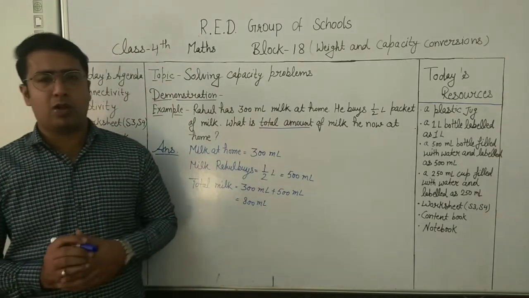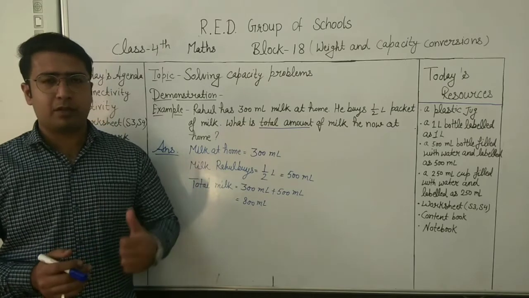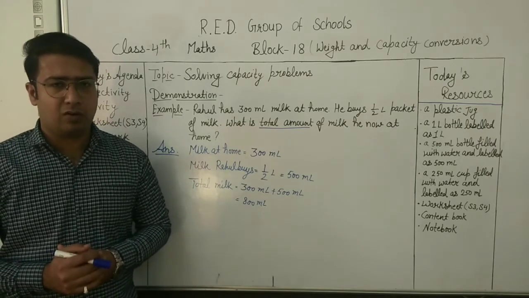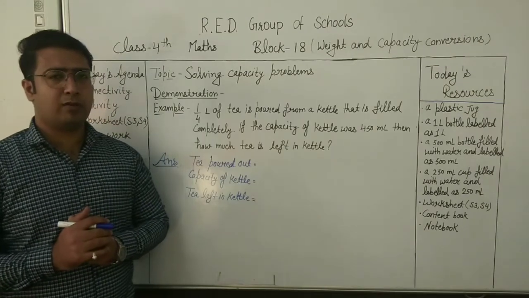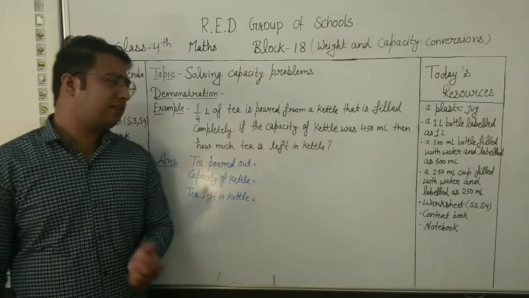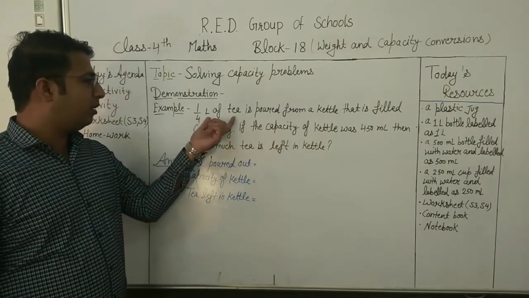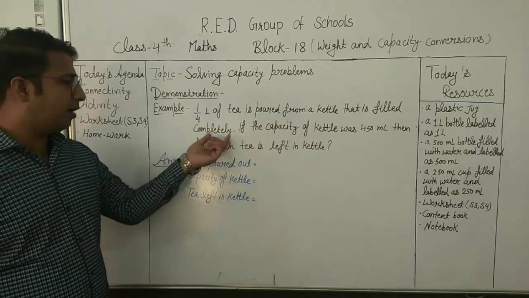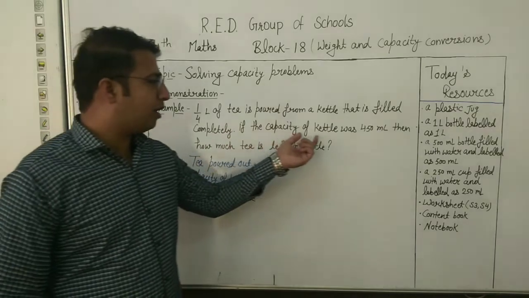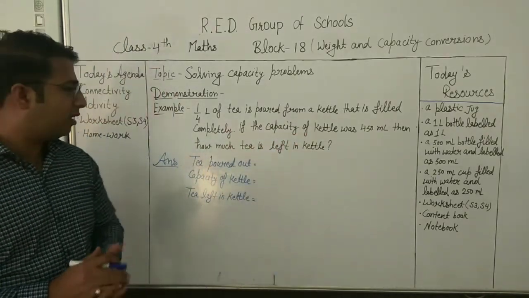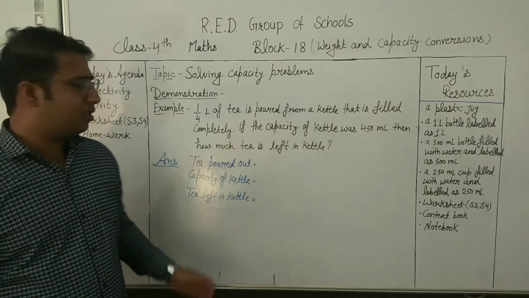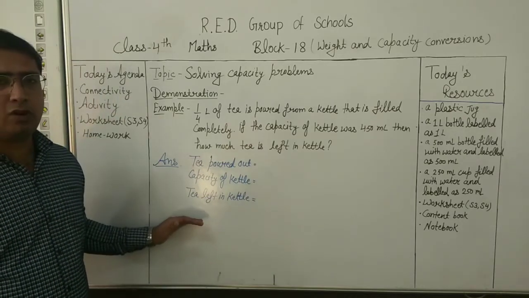Now I hope you get it clear. Now we will do one more example where we need to subtract. I have taken one more example for you: 1 by 4 liter of tea is poured from a kettle that is filled completely. If the capacity of the kettle was 450 milliliter, then how much tea is left in the kettle? So this is our required statement for our answer.